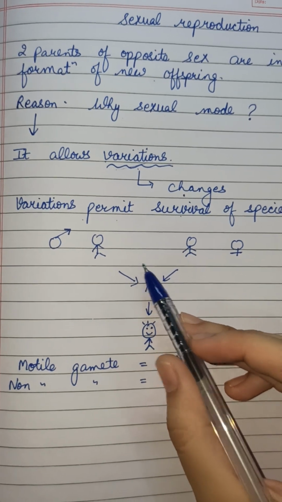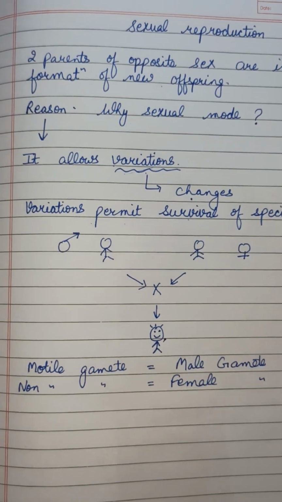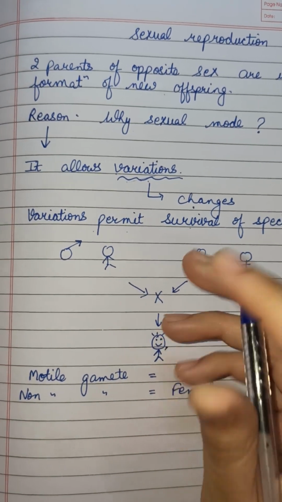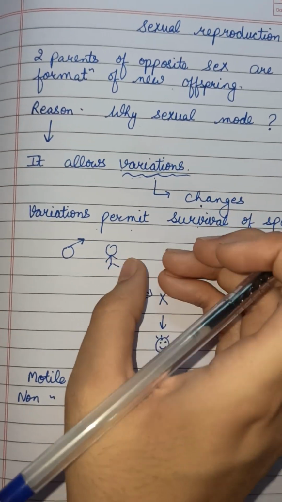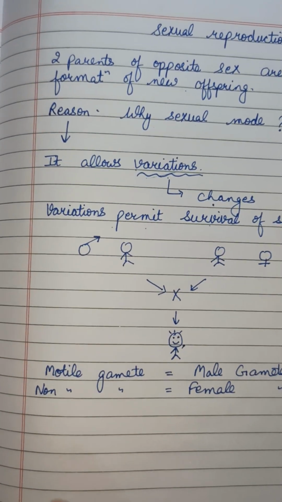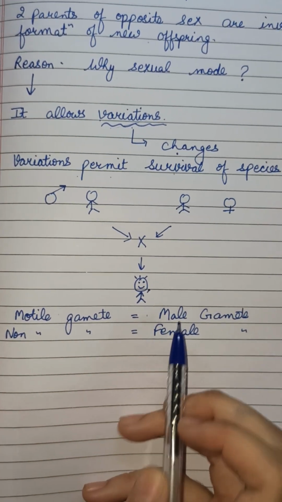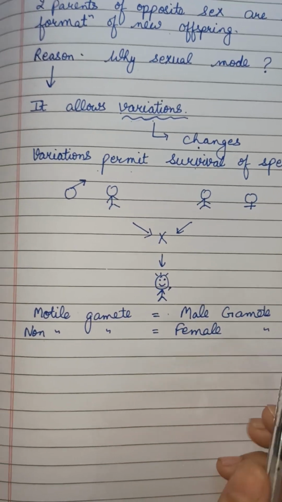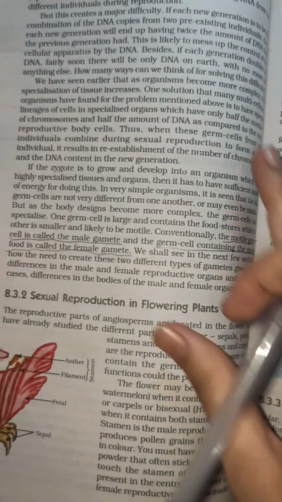So male and female fuse to form the new offspring. This has variations which are not exactly similar to the male or to the female, but having the hybrid characters of both. Usually we see that the motile gamete is our male gamete and the non-motile gamete is our female gamete. This was all about this passage given here.